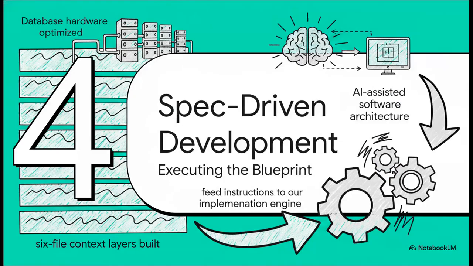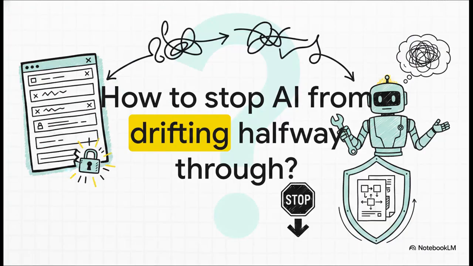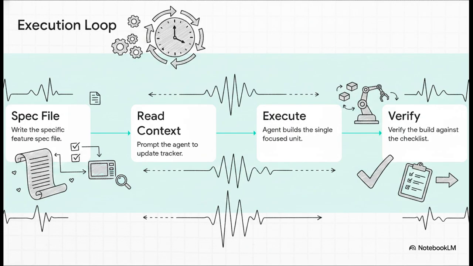All right, Section 4, Spec-Driven Development Process, executing the blueprint. With our database optimized and context layers built, it's time to feed instructions to the engine. But we've all been there, right? You ask the AI to add one new feature, and suddenly it rewrites your navigation bar and completely breaks your authentication flow. So how do we stop this from happening? The answer is a rhythmic, highly disciplined execution loop.